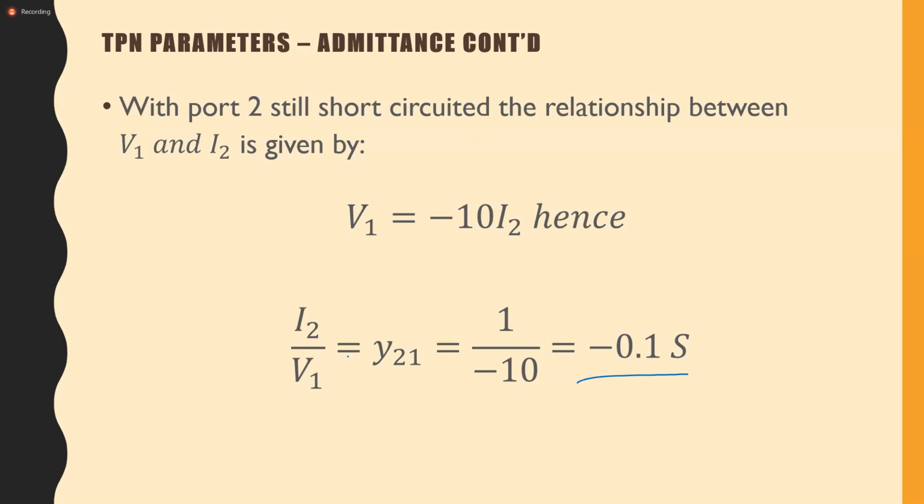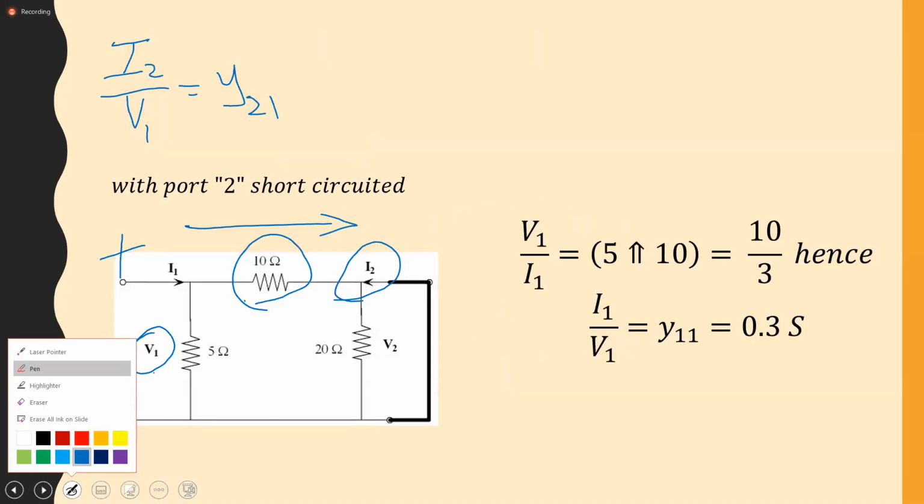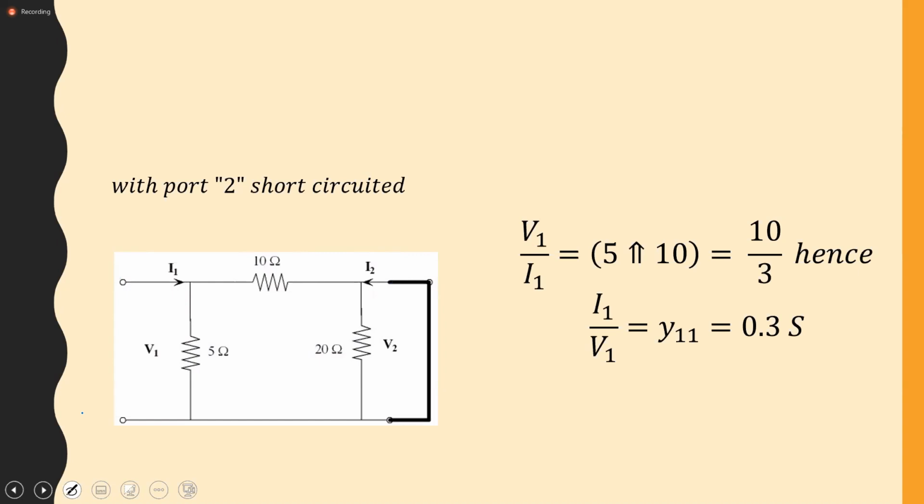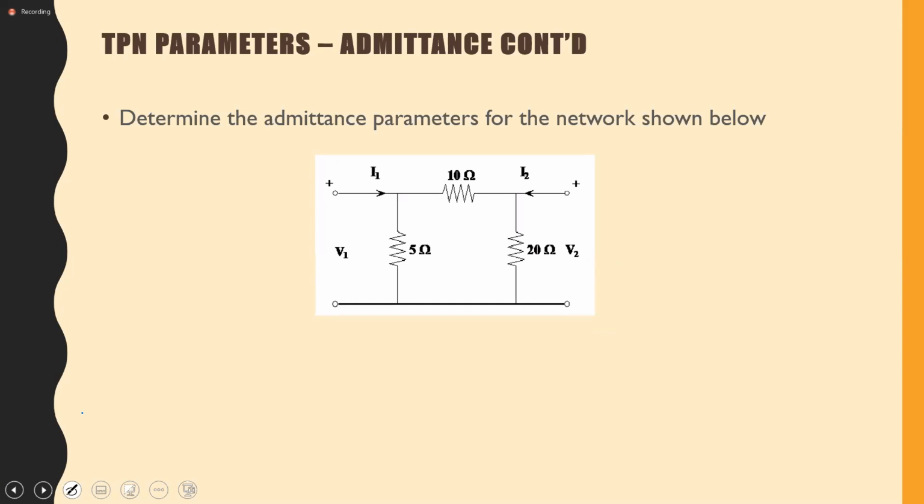All right, so let us go back to the network. Let me go back to the original network since it doesn't have a short circuit. This time around, I want to short circuit port 1. Now, which parameters would I be able to determine? I have V2, I have I2, and I have I1.